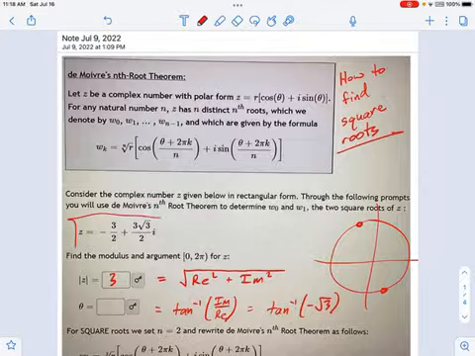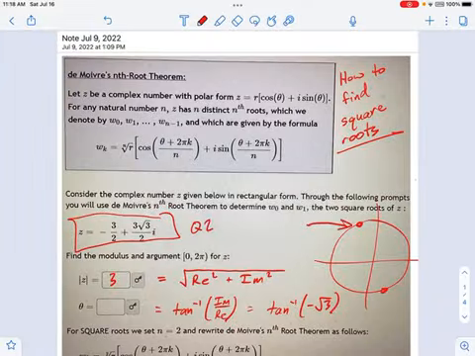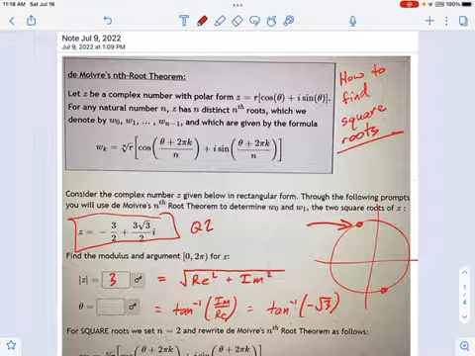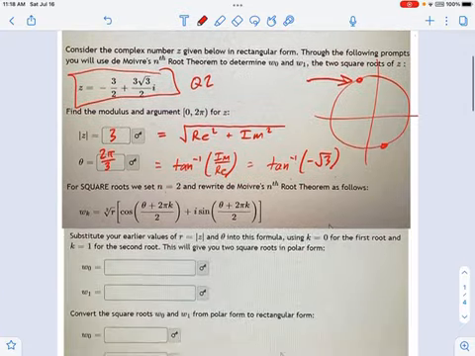If you look at this in its rectangular form, you'll see that's negative x, positive y. That's quadrant 2. That points to this point right here. So I would say, oh, that's just 2 pi over 3. Okay, that's the preliminary stuff just to get us started.